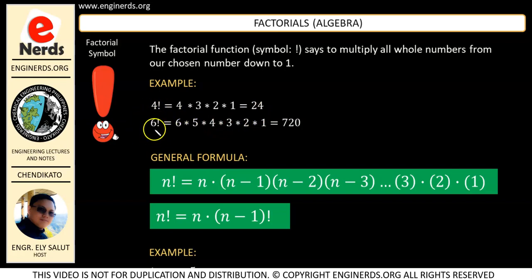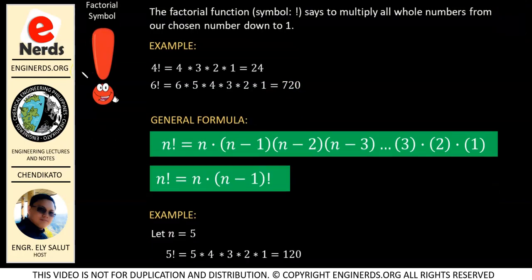Now, we will do the same if we have 6 factorial. In here, our chosen number is 6. And we are going to multiply all whole numbers from our chosen number down to 1. So, we will multiply 6 to 5 times 4 times 3 times 2 times 1, which is equal to 720.